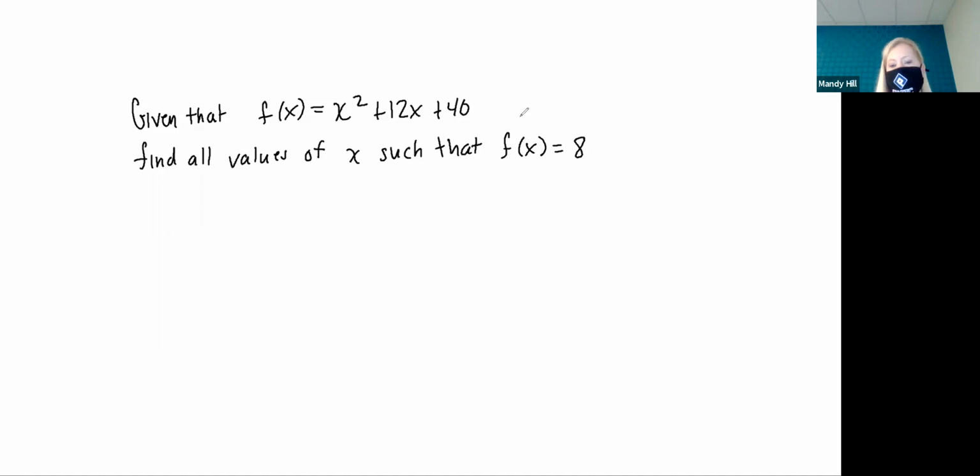Remember that we said f of x is just a fancy way for saying y. So what they're saying is that f of x is equal to 8. I'm going to write down my problem. f of x is equal to x squared plus 12x plus 40. But instead of f of x, they say f of x is 8. So I'm going to put an 8 here.